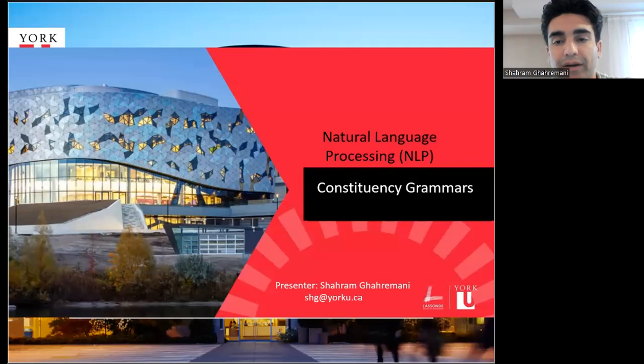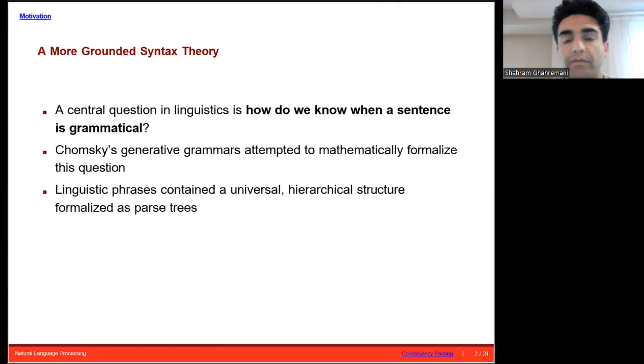Today we are going to be talking about a different kind of syntactic analysis using constituency grammar. First, why are we using constituency grammars? A central question in linguistics is how do we know when a sentence is grammatical? Historically, one of the first ways that people reasoned about this question was using a hierarchical universal structure called parse trees.